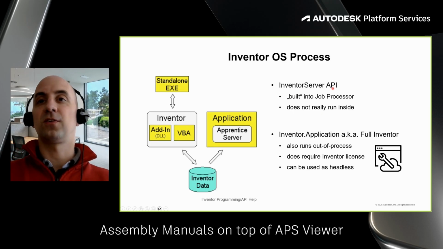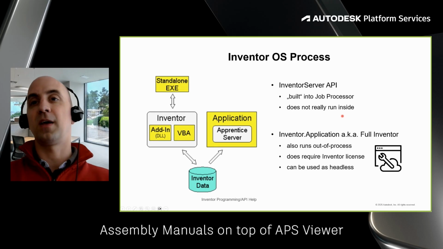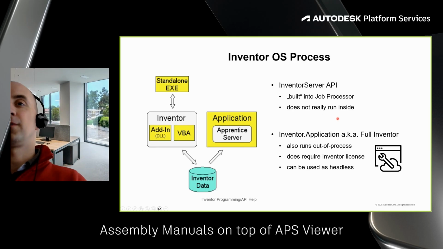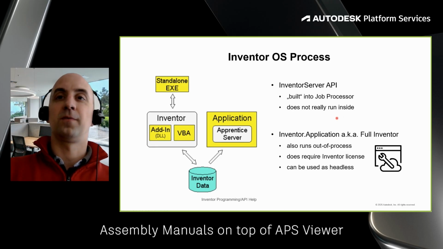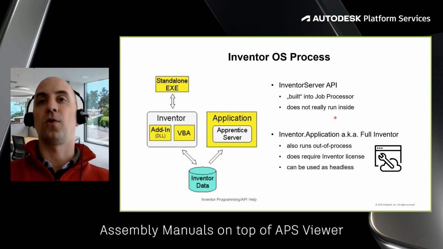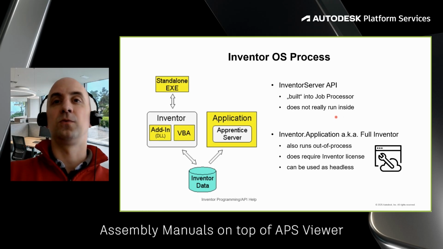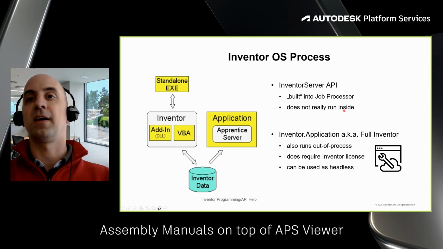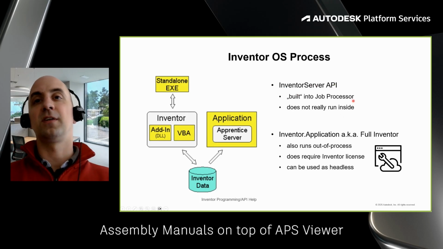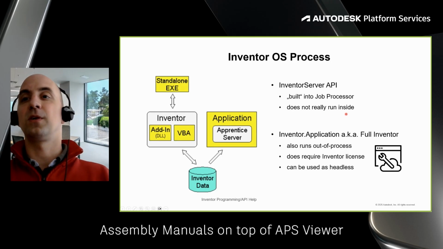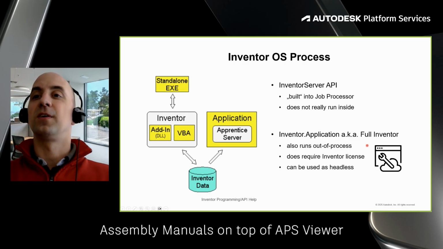But in case of InventorServer, if you do API calls from there, it goes over the COM interface. So you have to choose carefully how often you call into the Inventor API in your code, and you might want to write the code rather differently than you're used to when, say, doing an Inventor add-in. Even though InventorServer is part of the job processor and doesn't require you to have a license, the process itself doesn't really run inside Inventor.